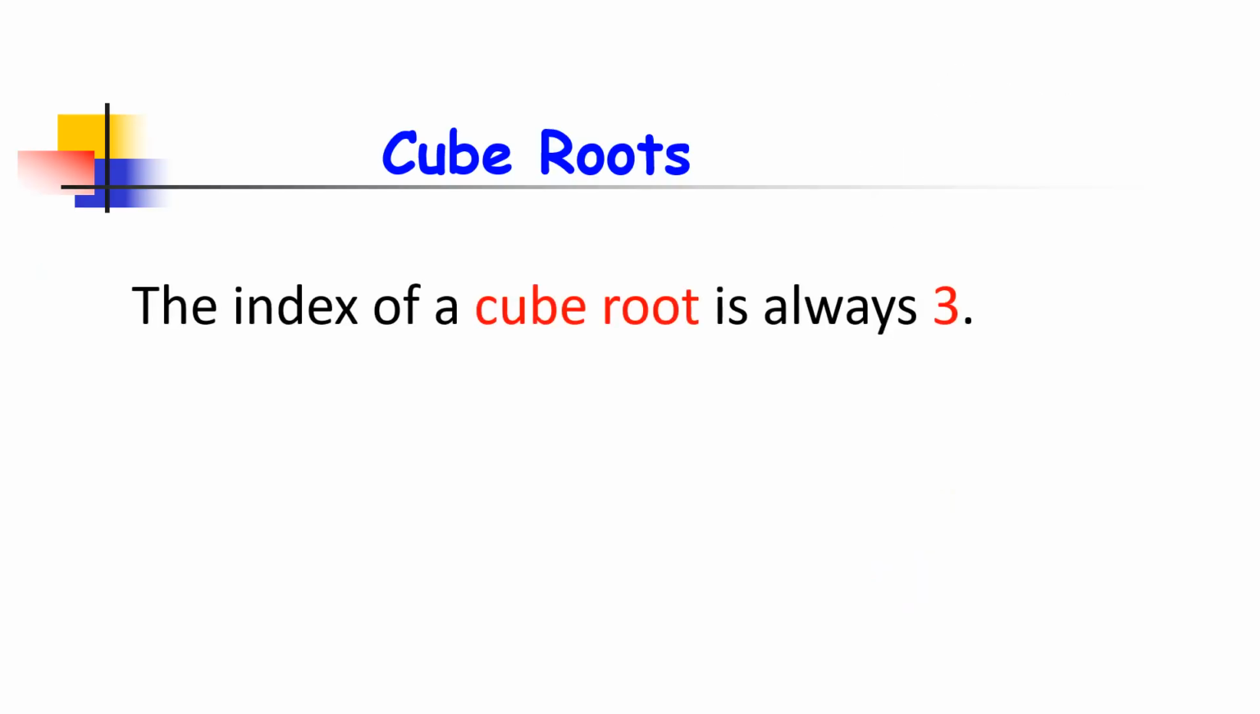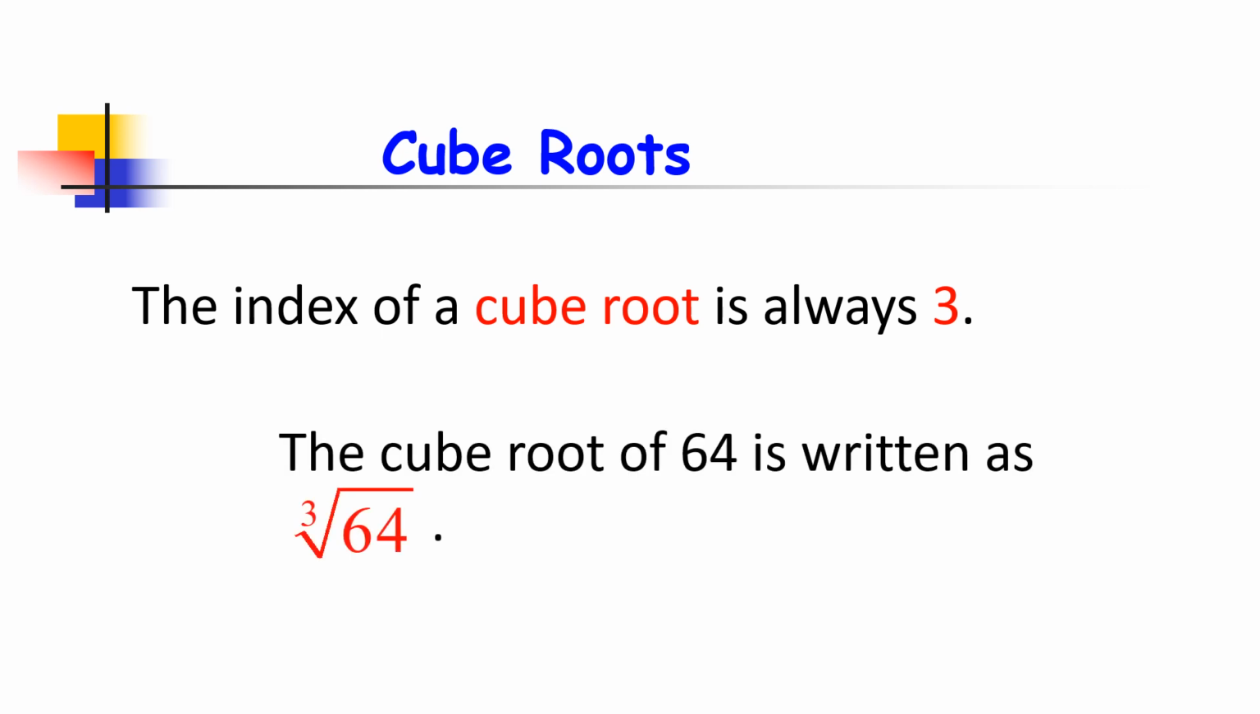The index of a cube root is always 3. So if we have the cube root of 64, it is written as this symbol. It is read as cube root of 64. This 3 signifies the index.